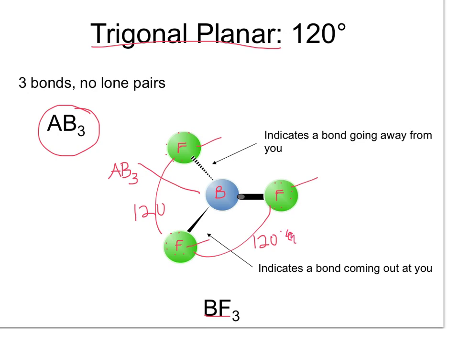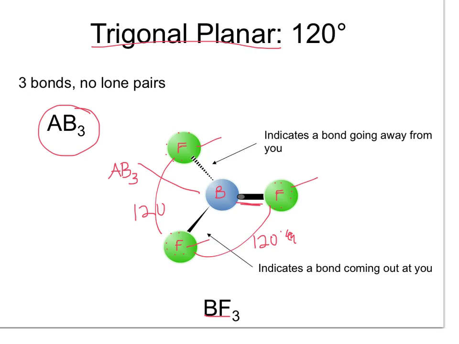If we take a look at the picture in the middle, you'll see that the bonds have been drawn with wedges and dashed lines. And those are to help you see the 3 dimensions. Usually when you draw a wedge, that would be a bond coming towards you, and the dashed lines would be bonds going away. You do not have to do that. You can just draw the bonds like you see right here.